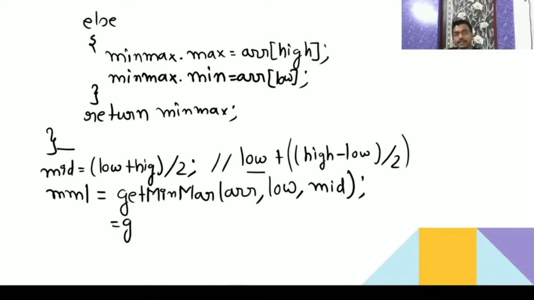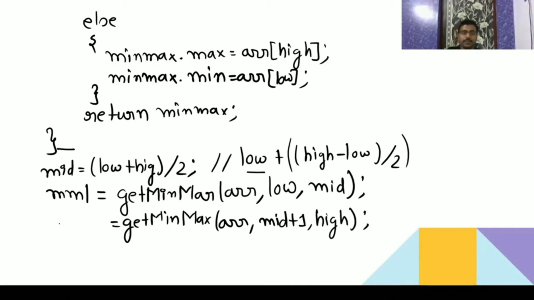Then you call that get min max on the right. You can find it in the right half also. So the right half will start from mid plus one, then high. That is MMR. Understood? Please let me know whether it is clear or not.